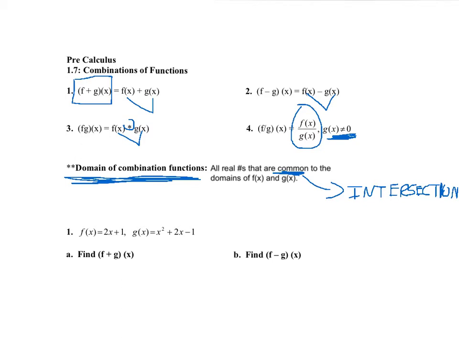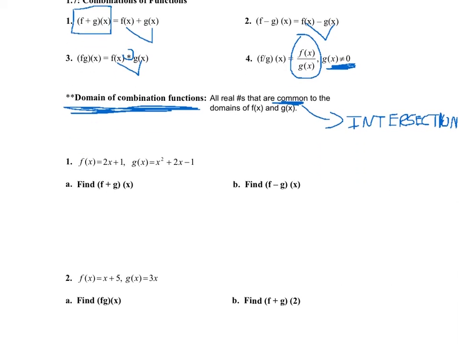Now, honestly, most of the domains we're going to deal with, they're going to be all real numbers. Really only two examples that we looked at where you restrict the domain is when you have a fraction. So that's when we divide two functions, or when we have a square root. And we'll see that a little bit later, I think, on this page. All right, let's move down to the first problem here.